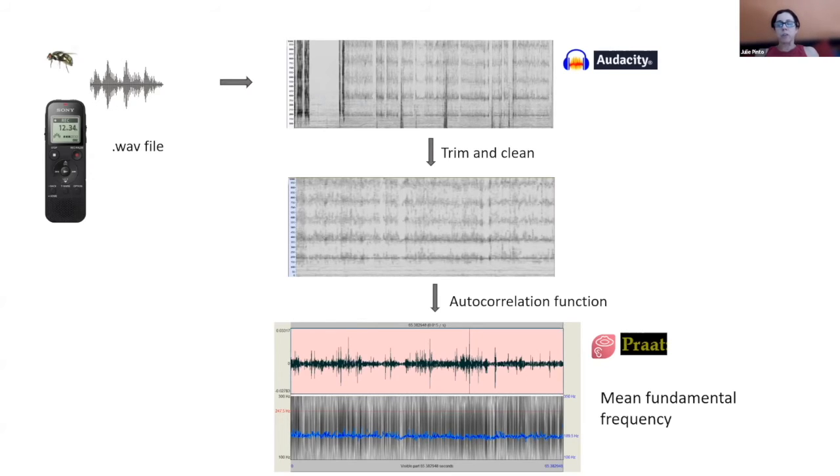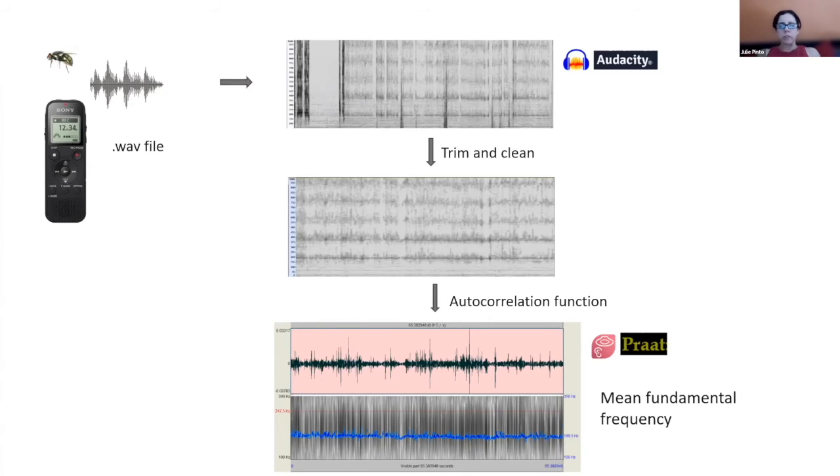I was very fortunate to find this software. I didn't know about it until I started this project, but it turns out that human speech is very similar to the wing beat frequency of flies. Who knew? It's around 100 to 300 hertz. So it was excellent for finding the pitch or fundamental frequency of that wing beat sound.